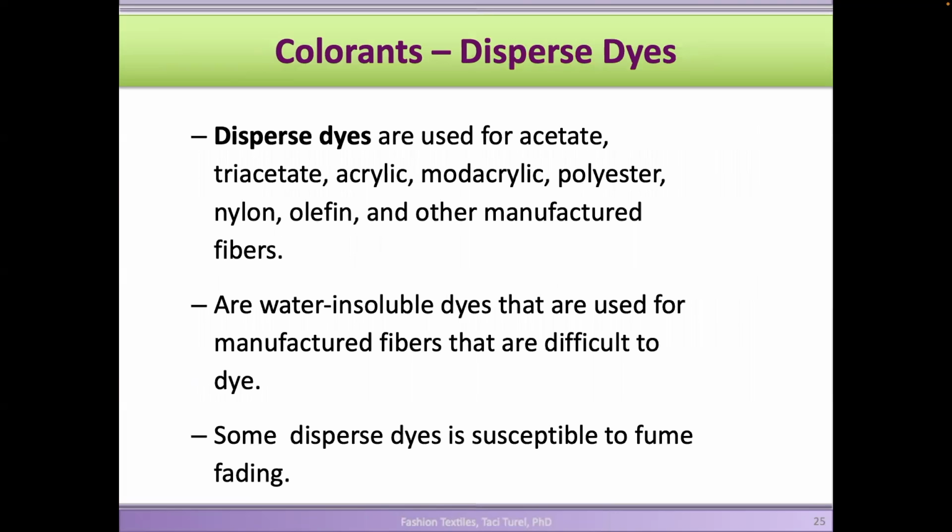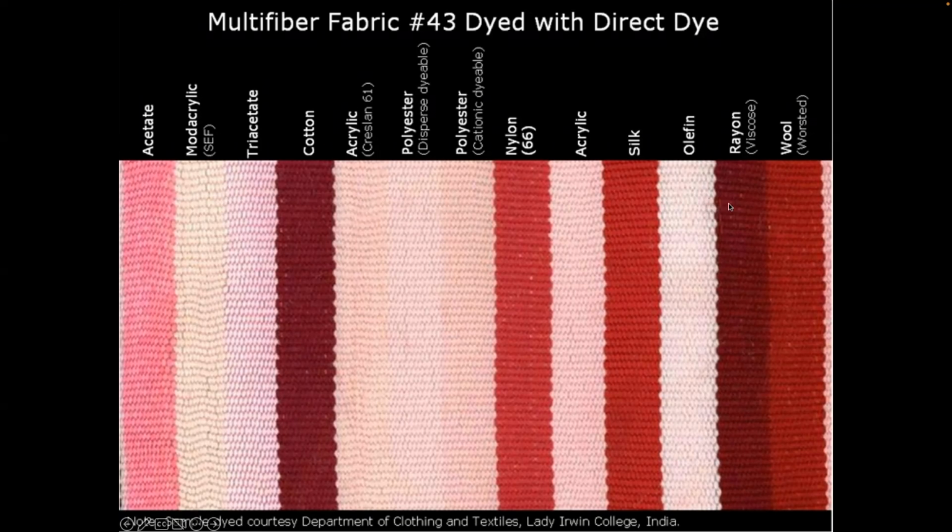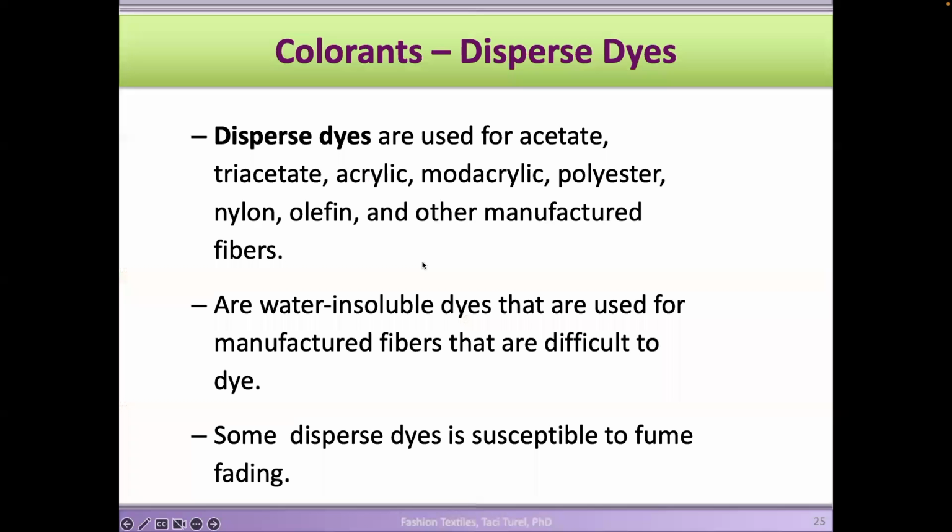So this fabric is being dyed to basically this kind of color, and you can see that those type of fibers didn't even pick up anything. It's almost like they just got dirty with the dye, but didn't really pick up the color. Dispersed dyes are another type where we use them for acetate, triacetate, acrylic, modacrylic, polyester, a lot of the synthetics.